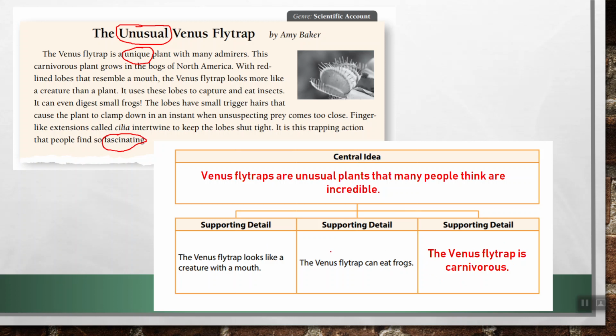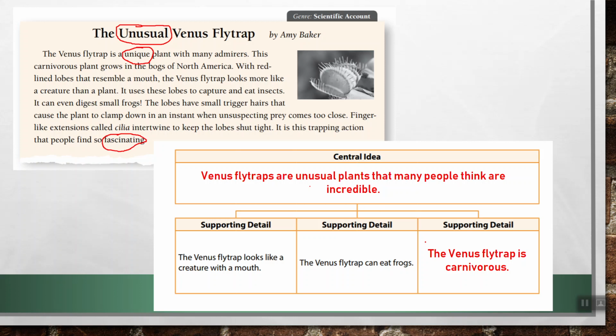All three of these details, it has a mouth, it can eat frogs, it's meat eating, help to explain or develop the idea that Venus flytraps are unusual plants that we find incredible.